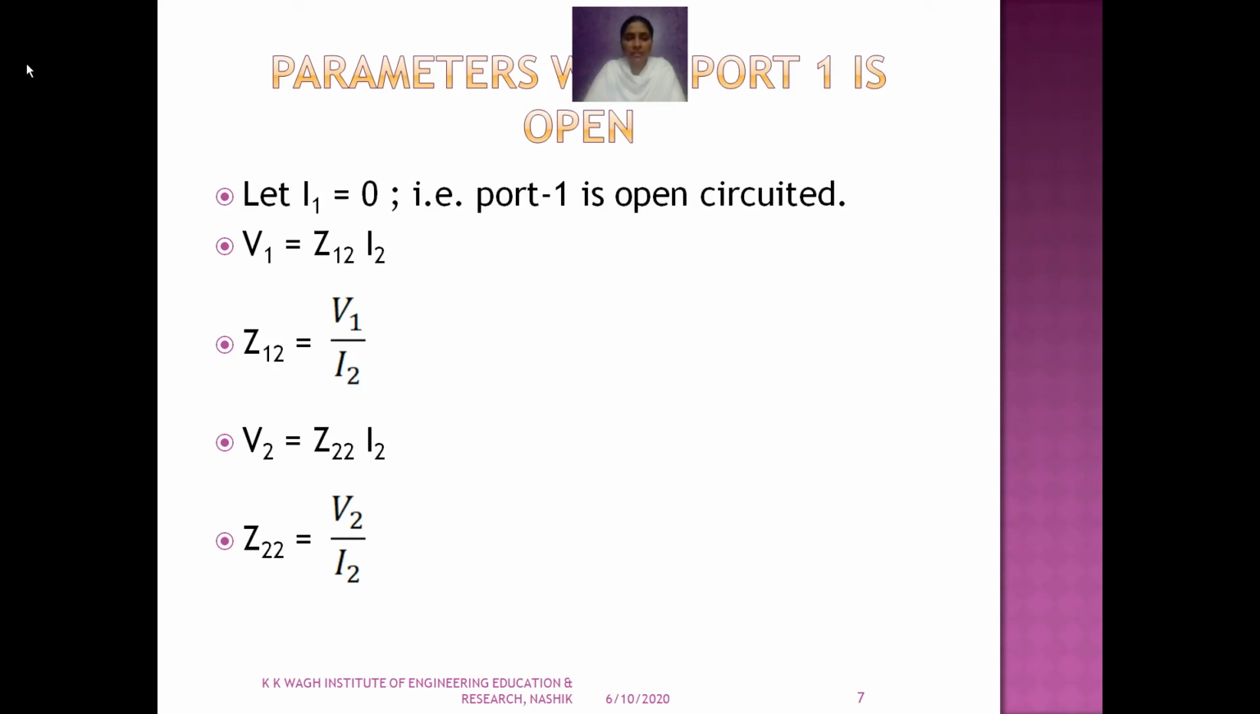Now let I1 be equal to 0. With I1 equal to 0, we get the parameters when port 1 is open. So port 1 is open means I1 is 0. Again, in the two equations which we have written in equation form, put I1 equal to 0. So we will get V1 is equal to Z12 into I2, that is Z12 is equal to V1 upon I2. V2 is equal to Z22 into I2. Z22 is equal to V2 upon I2.